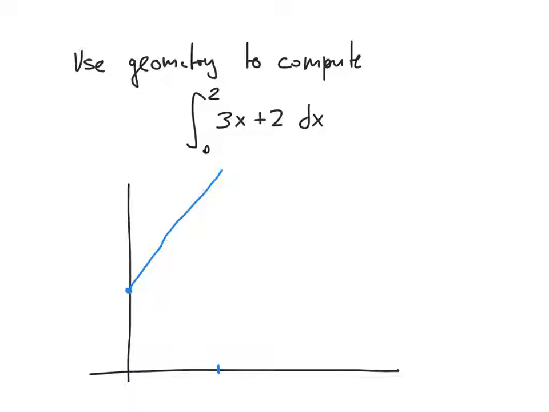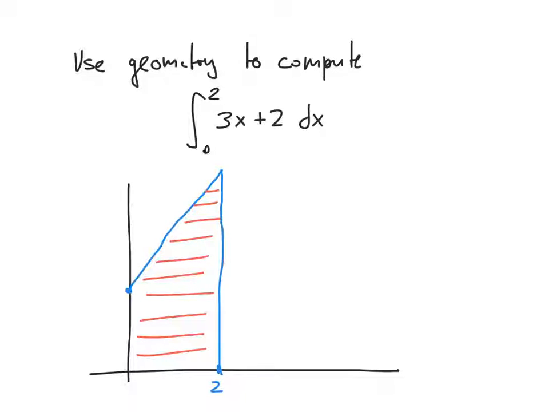So here would be 2, right? And we're asked to compute this integral, so that would be the same as this area here. And we see we can now split this into two sub-problems, namely compute the area of this rectangle here, right? Or in this case it's actually a square, plus the area of the triangle, right?